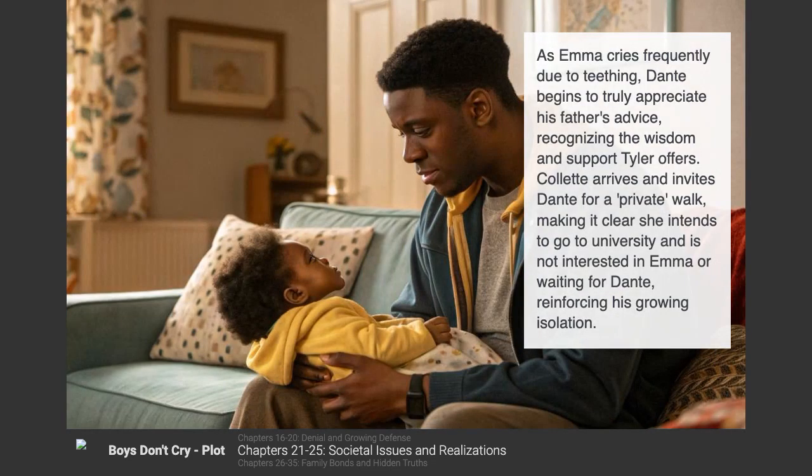As Emma cries frequently due to teething, Dante begins to truly appreciate his father's advice, recognizing the wisdom and support Tyler offers. Colette arrives and invites Dante for a private walk, making it clear she intends to go to university and is not interested in Emma or waiting for Dante, reinforcing his growing isolation.